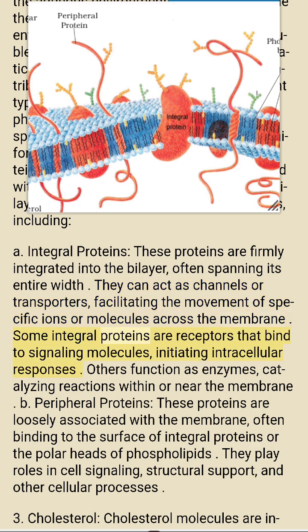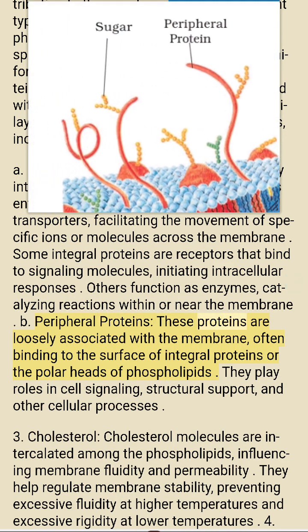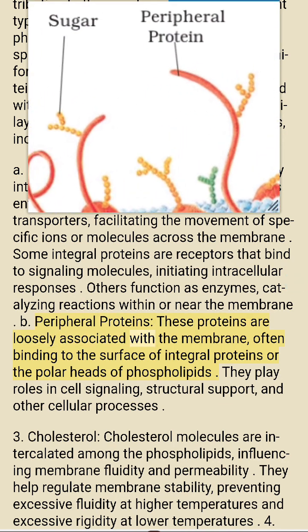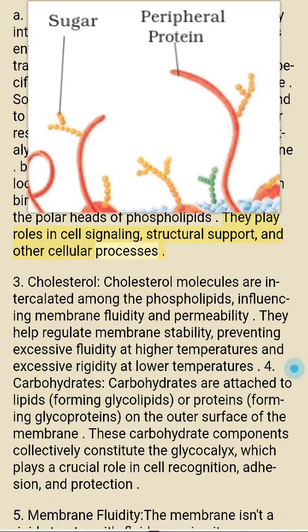Some integral proteins are receptors that bind to signaling molecules, initiating intracellular responses. Others function as enzymes, catalyzing reactions within or near the membrane. b. Peripheral proteins. These proteins are loosely associated with the membrane, often binding to the surface of integral proteins or the polar heads of phospholipids. They play roles in cell signaling, structural support, and other cellular processes.